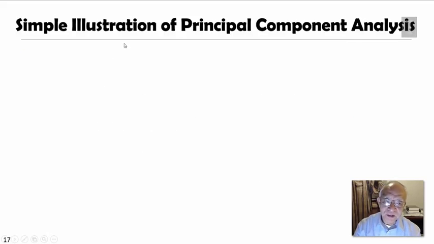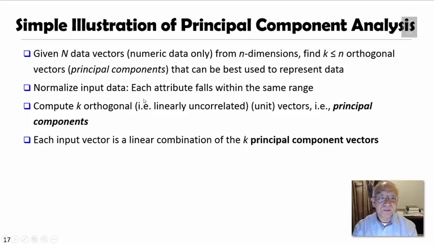Here I give a simple illustration of principal component analysis in a little more detail. Suppose we have big N data points, data vectors, from small n dimensions. We want to find k orthogonal vectors, that means principal components. Usually k is much smaller than n. If these principal components can best represent the data, then this transformation will be very meaningful, because in a much lower dimension we can find clusters.